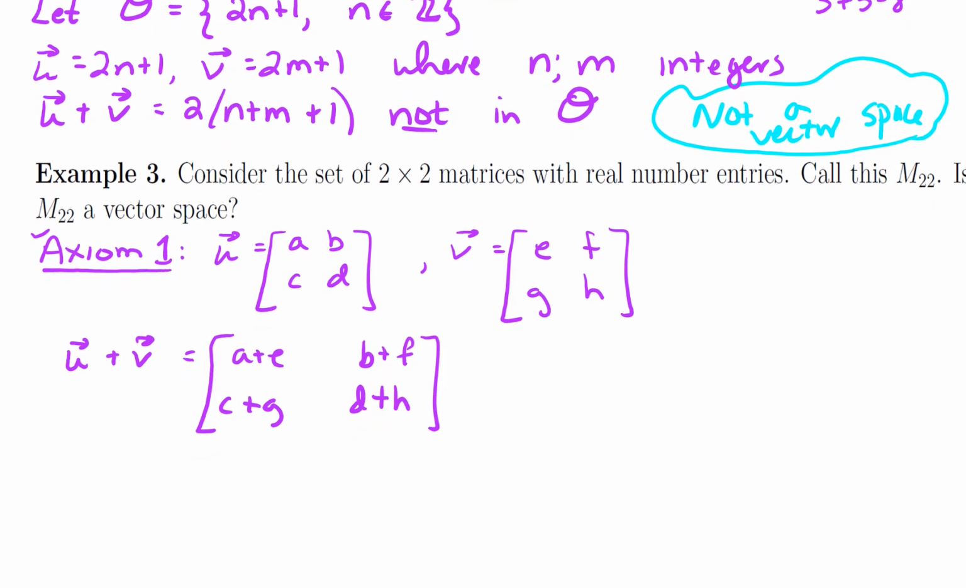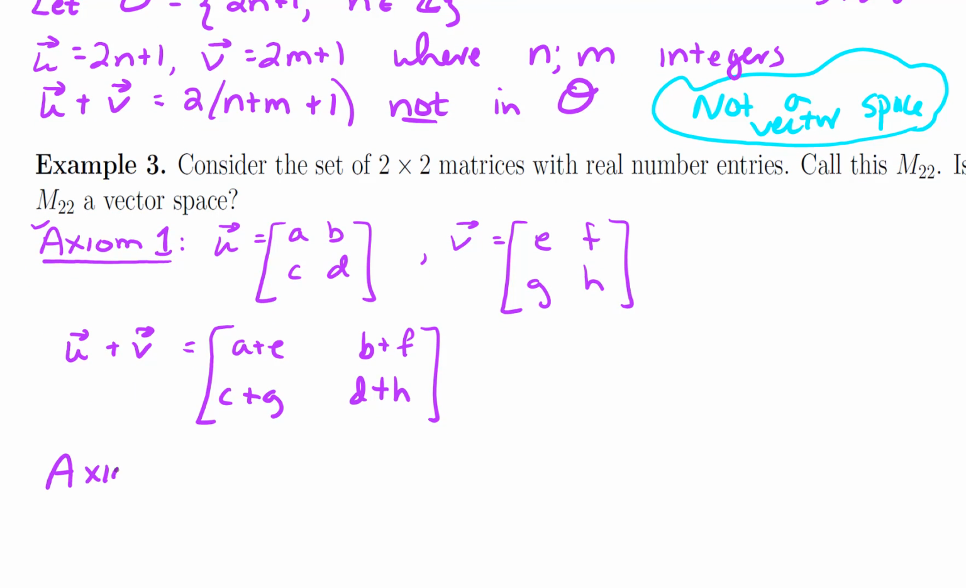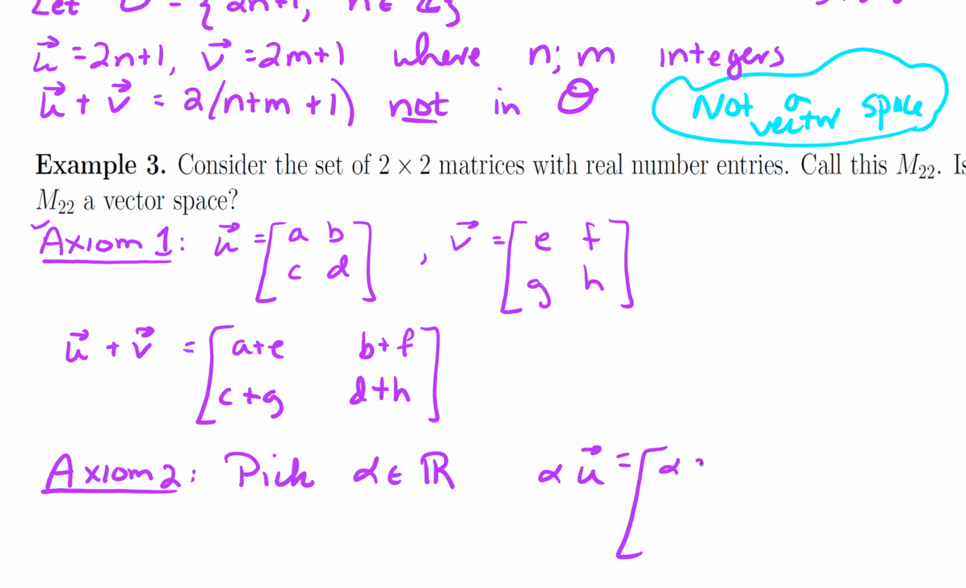Next, let's look at axiom 2. So axiom 2 asks us to analyze the multiplication by a scalar. And so C times U, let me pick a different scalar because we already have a C entry in our matrix. Let's pick alpha. So let's go alpha times vector U. We'll get alpha A, alpha times B, alpha times C, and alpha times D. And that is certainly in our set of 2 by 2 matrices. So I'll say it's in M22. So far we've satisfied axioms 1 and 2.